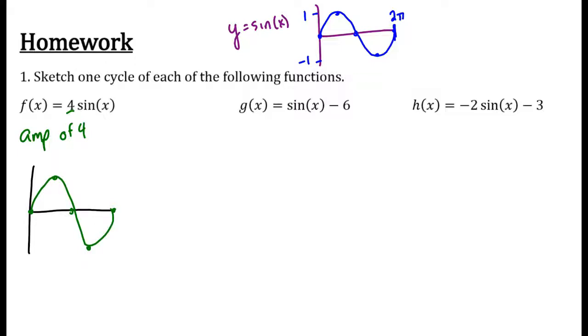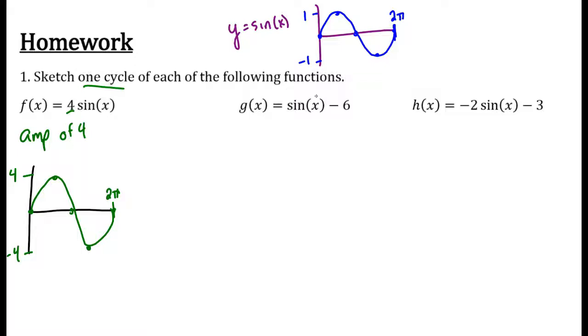But I vertically stretched it by 4, so the maximum is now 4, the minimum is now -4. I didn't touch that it ended at 2 pi for that one cycle, because I'm only graphing one cycle here. Remember, this goes on and on forever, it oscillates back and forth. But here I'm only graphing one cycle.